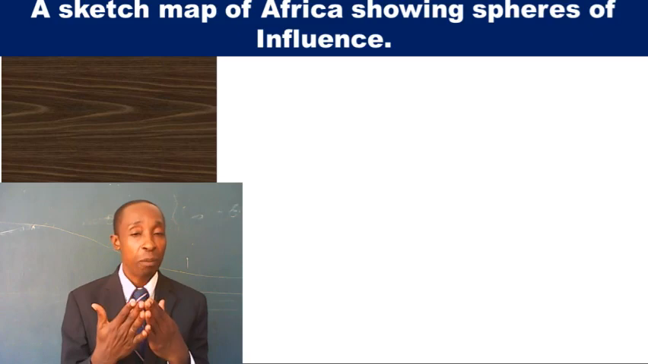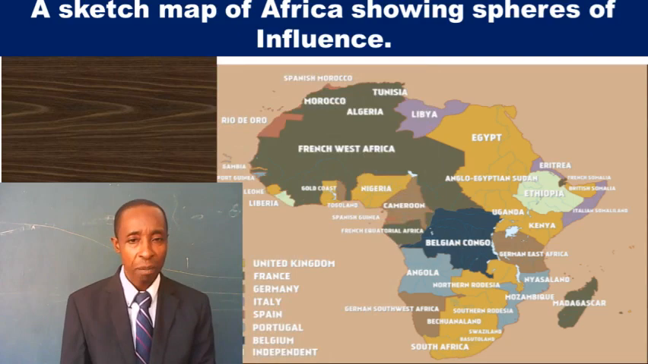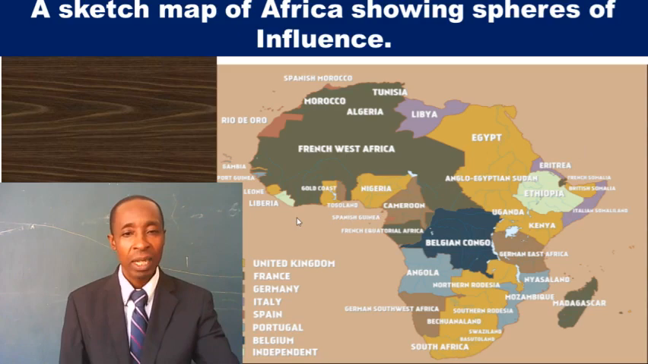Where's the map? Here's the map. Look at that map very well. We're having a key there. In the key, we have United Kingdom, that's Britain. Which color are we seeing for Britain? Yellow is indicated for Britain. So the countries in yellow, where you're seeing the cursor there, those countries are colonized by Britain.